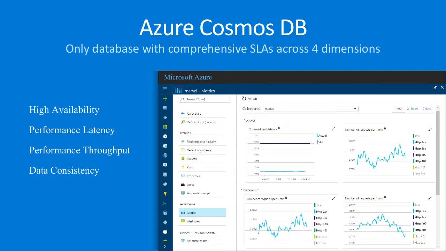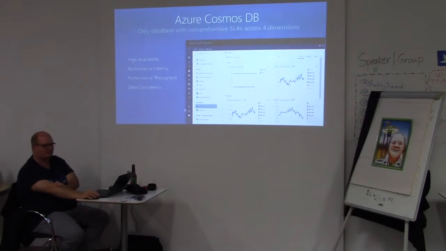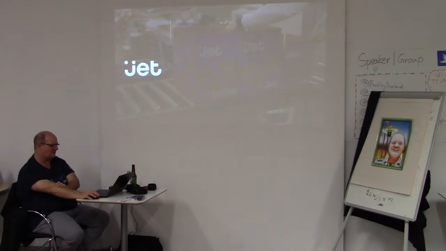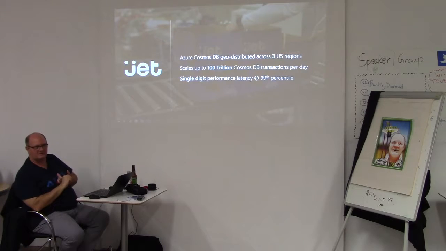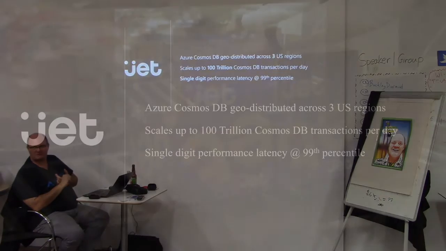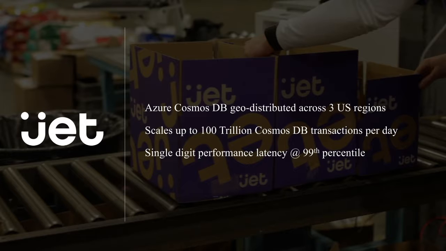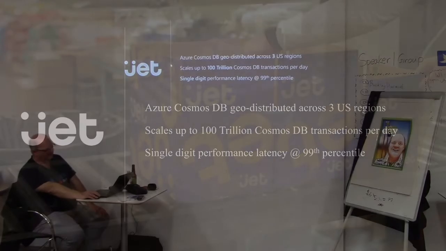Cosmos DB has an SLA for availability, latency, throughput, and data consistency. So it's all managed for you, and the SLA is robust. We've used it for OneNote. Actually, Cosmos DB was originally used for Microsoft OneNote, which is our tool for storing sort of non-structured information. But now we have a lot of customers using it as well.